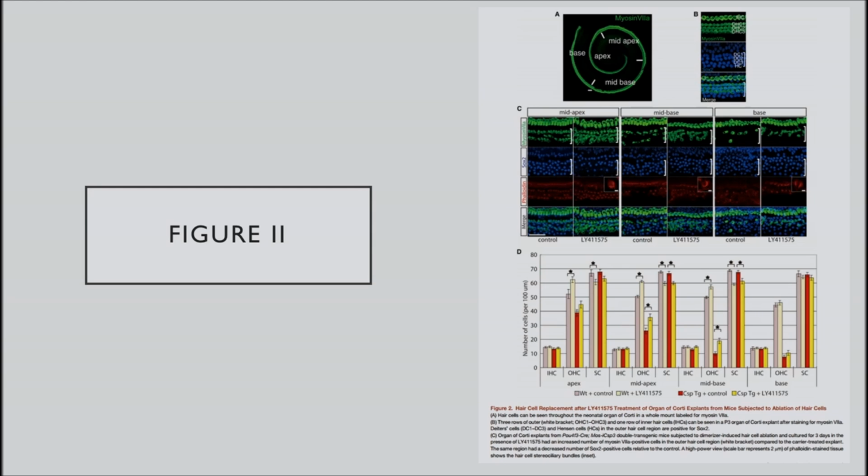In Part D of Figure 2, the organ of Corti specimen that had been damaged by caspases was able to be treated with the gamma secretase inhibitor. Specimens that were treated with the inhibitor exhibited more myosin 7A positive cells and fewer SOX2 positive cells. This likely means that SOX2 positive cells differentiated into hair cells after the inhibition of Notch signaling.